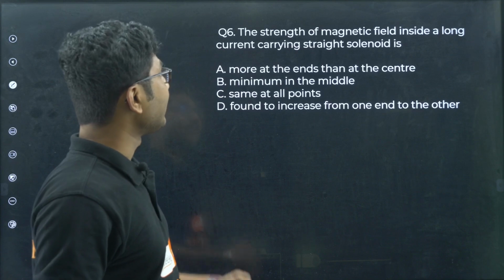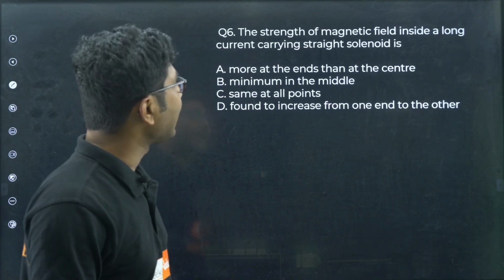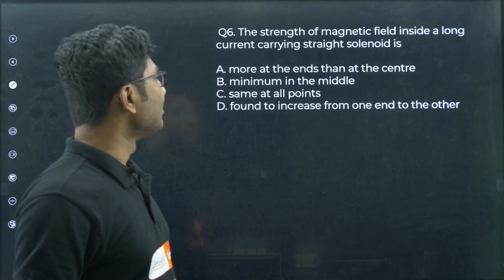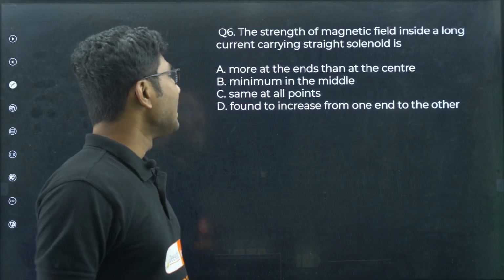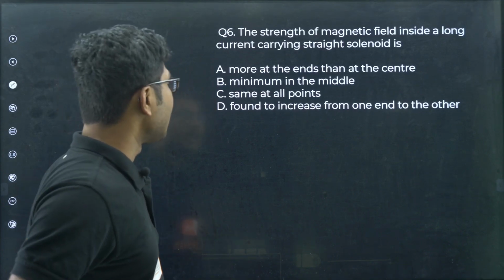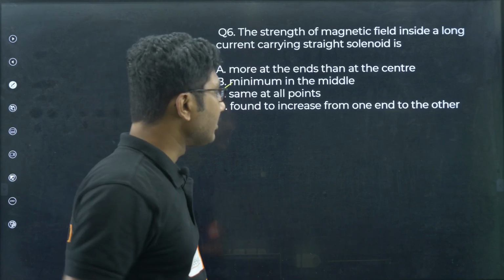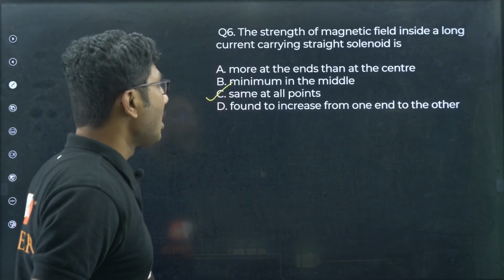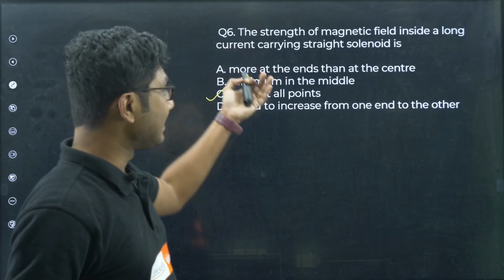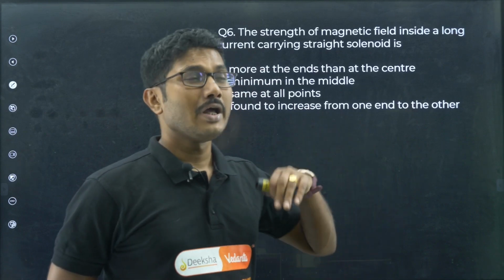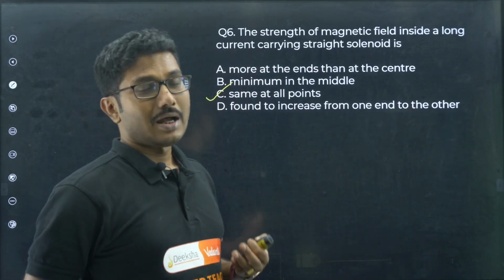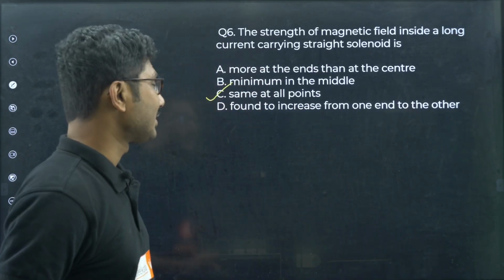Now, next question: the strength of the magnetic field inside a long current carrying straight solenoid is more at the ends than at the center, is minimum at the middle, same at all points, or found to increase from one end to the other. It is obviously the same at all points. This is actually the same as the first question, just the language is changed.